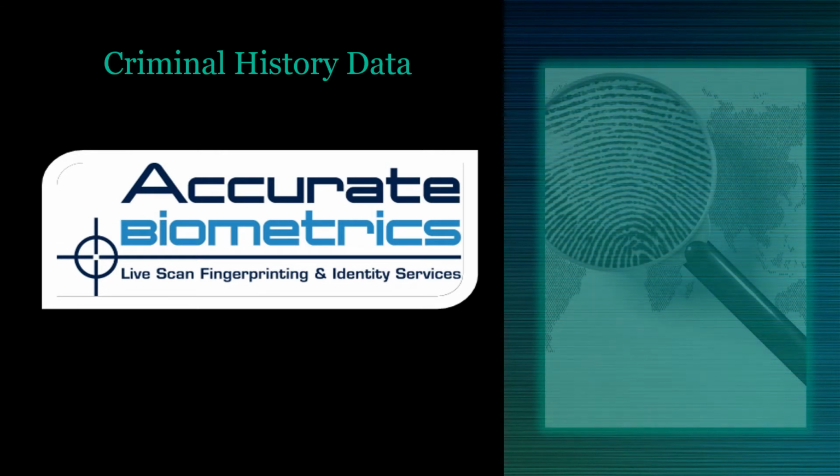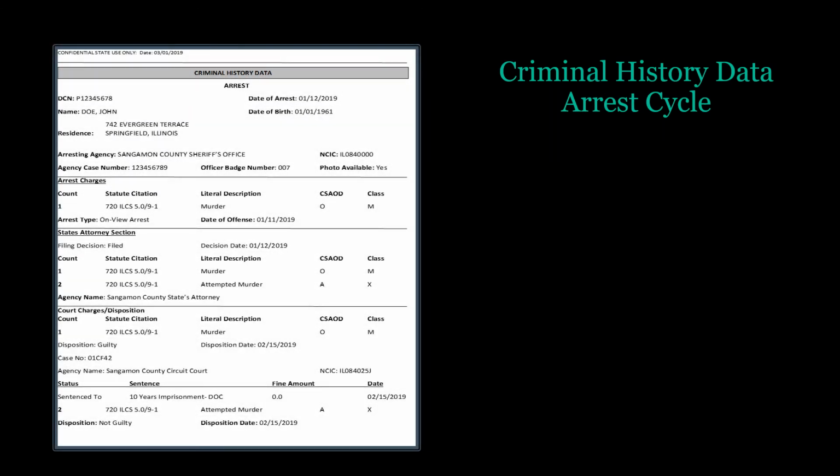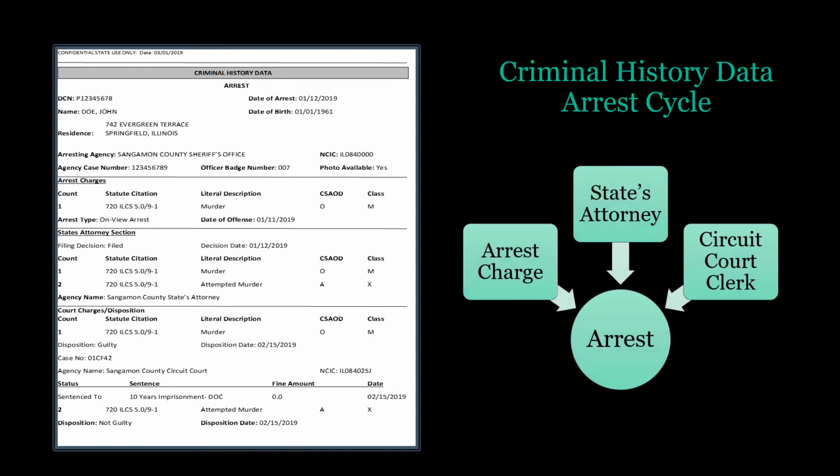Over the next several slides, we will explain to you how to read the criminal history data portion of the Illinois rap sheet. The criminal history data section of the rap sheet contains two main categories, the first being the arrest cycle, followed by the custodial cycle. The arrest cycle is comprised of the arrest charge section, followed by the state's attorney section, and lastly, the court disposition section.